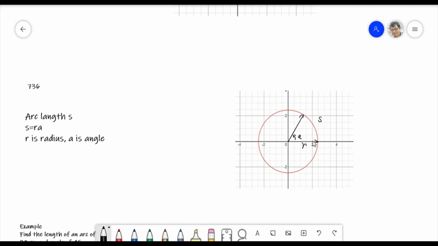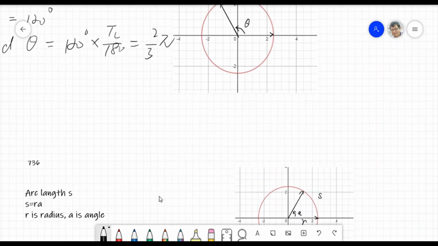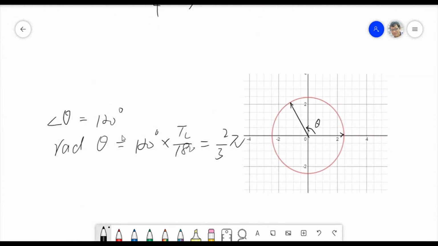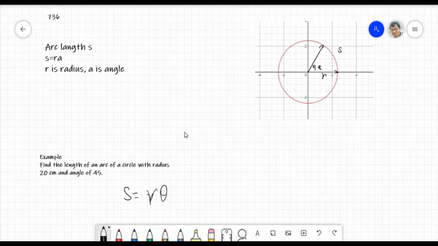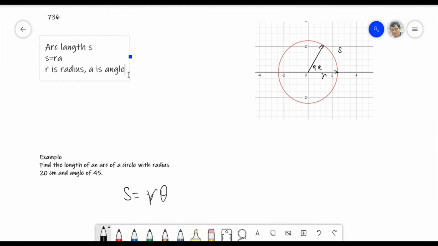A is not an angle here. A is, as we just learned, radian. Okay, A here is radian. So let me change it here. Here should be radian.